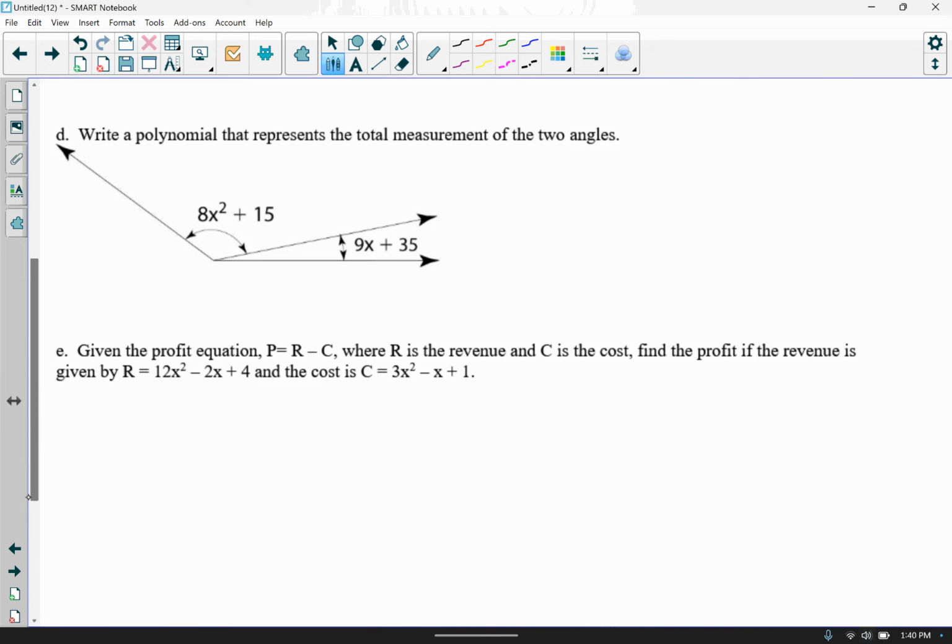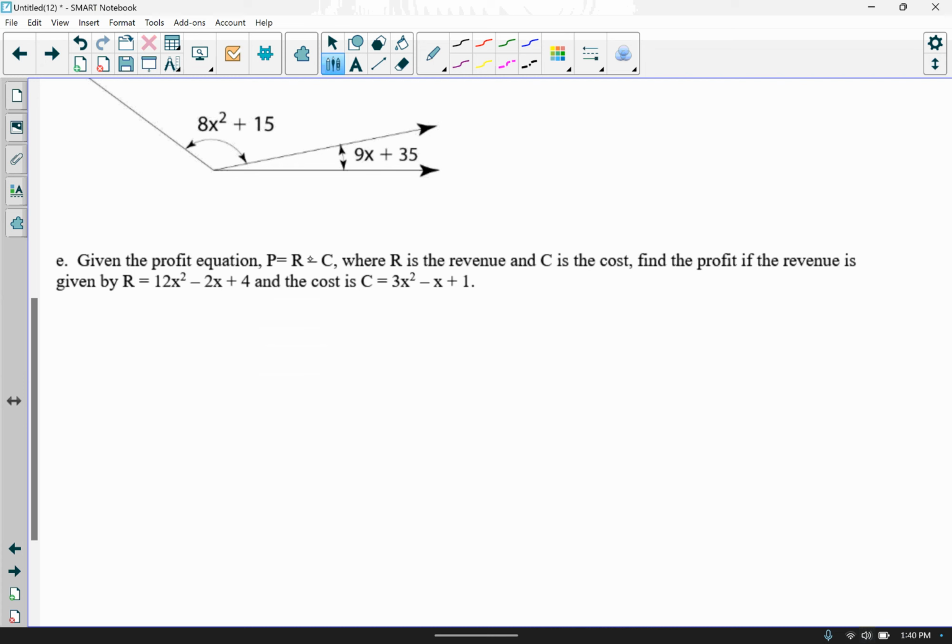D just wants the total measure of those two angles, so we would be taking those two expressions there and adding them together since you want the total measurement. I'll let you do D. Let's come on down to E though. E says that your profit equation is given by this expression here, that profit is equal to revenue minus cost. And they want us to find the profit if the revenue is given by this expression and the cost is given by that expression. So here's what it's going to look like then.